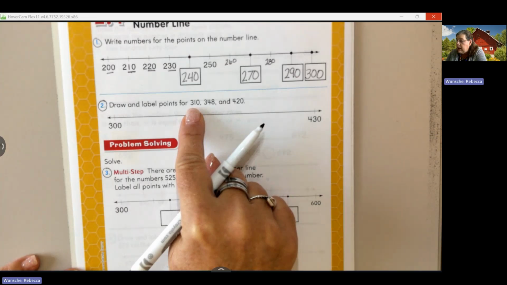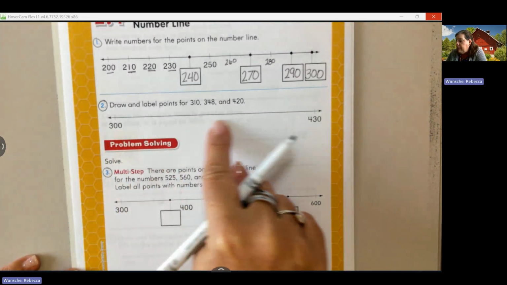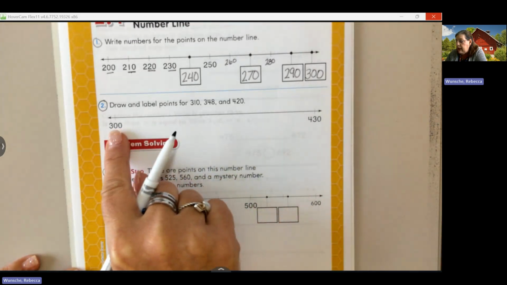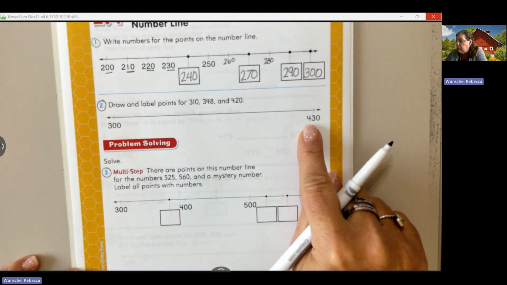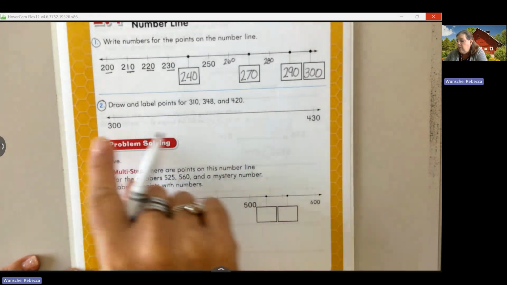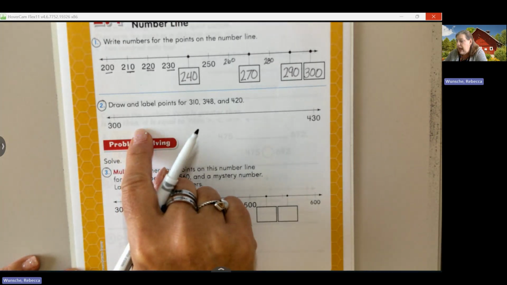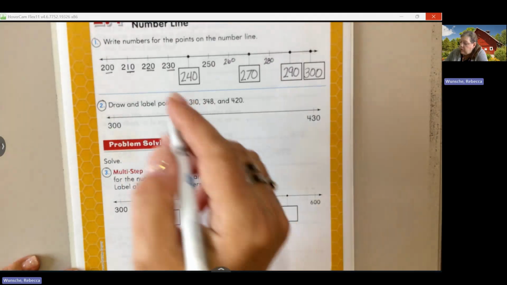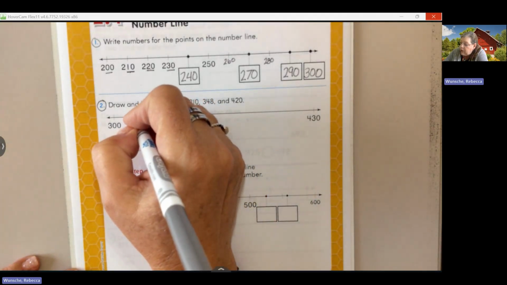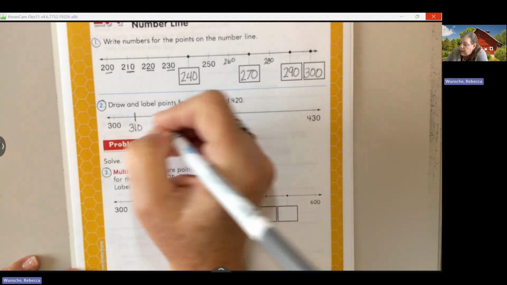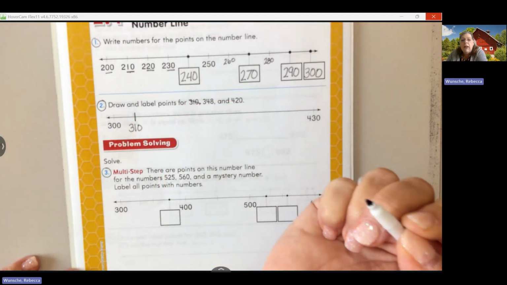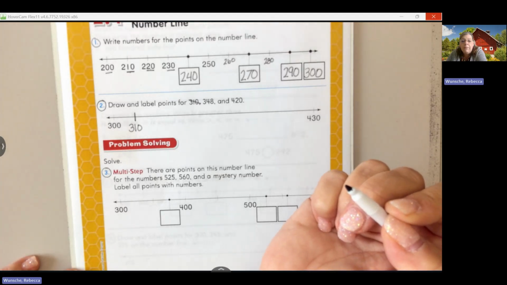So when I look at the number 310, I'm going to ask myself, on this number line, is 310 going to be closer to 300 or is it going to be closer to 430? Well, I know from 300 to 310 is not going to be a very big jump. So I'm going to take my 310 and put it close down here to 300. And I'm going to label my 310 there. I'm going to cross that off so that I know I took care of that one.